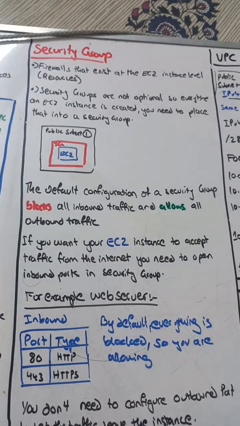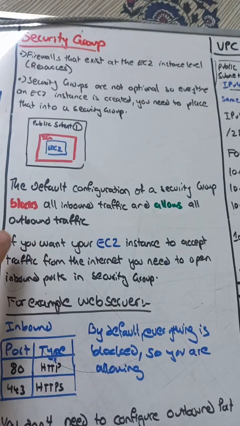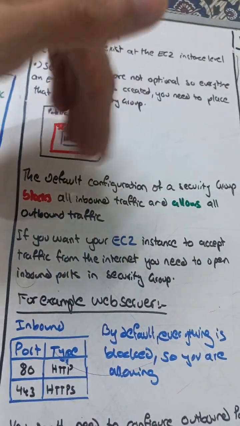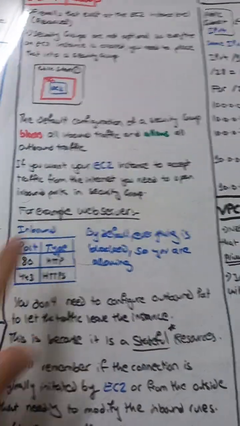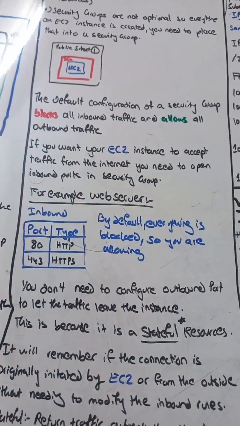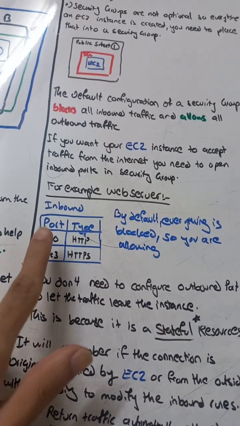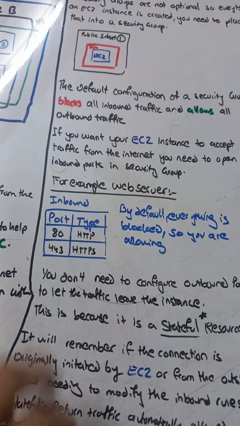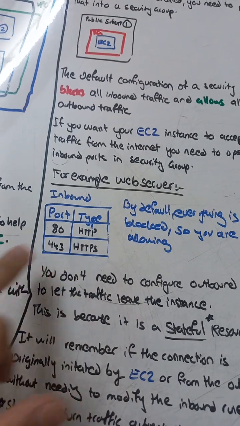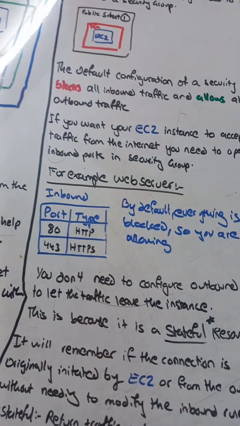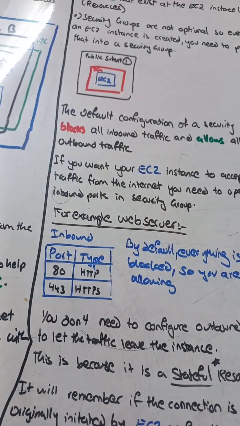The default configuration of a security group blocks all inbound traffic and allows all outbound traffic, which means nothing can enter by default, and you need to configure your security group. So if you want your EC2 instance to accept traffic from the internet, you need to open the inbound ports in the security group. So for example, you have your inbound rule saying that I want to accept traffic from port 80 for HTTP and 443 for HTTPS. So now the traffic from HTTP and HTTPS can enter into this network.